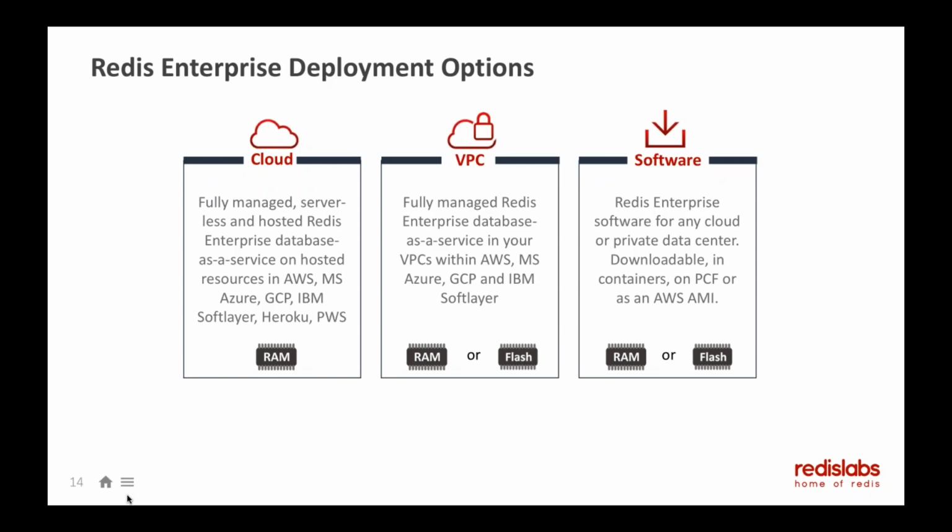The third option for Redis Enterprise is software. So this is your on-prem solution, or if you want to deploy it and run it and manage it yourself, you can do that. Right now it is available in the PCF platform as well, and we have a public AWS AMI published in the marketplace. So it gives you the flexibility of running it in any fashion that you want, which fits your need.